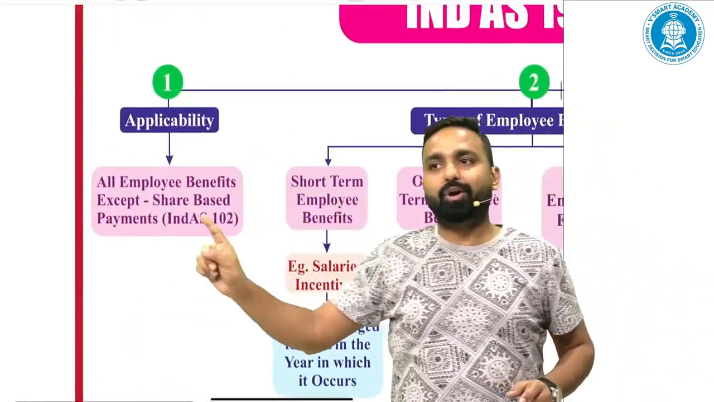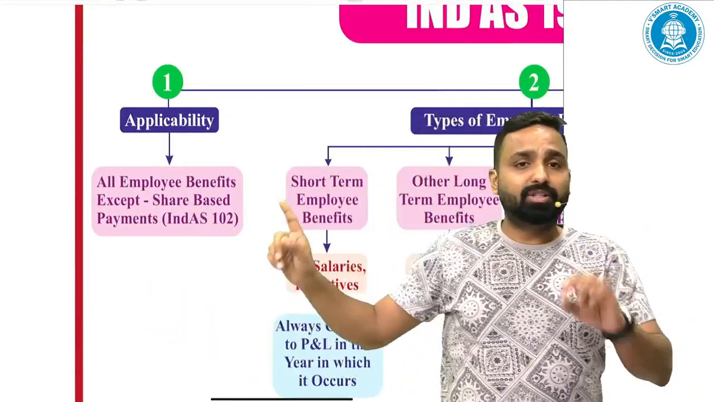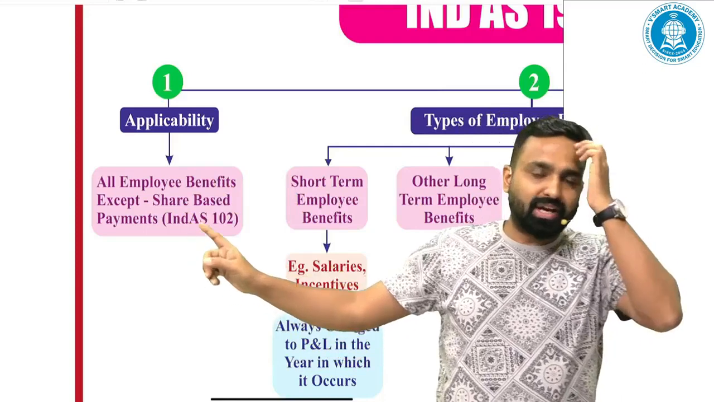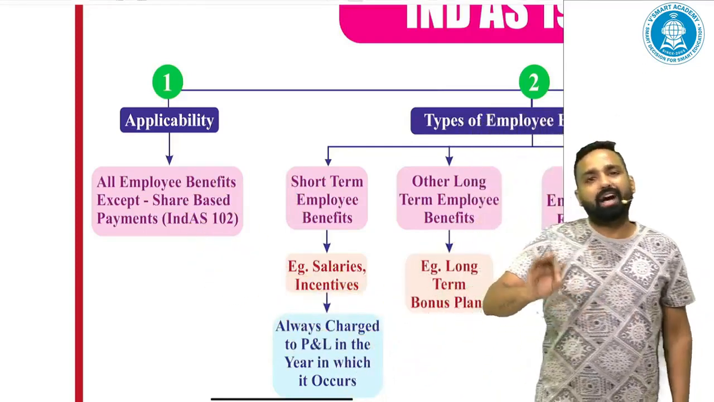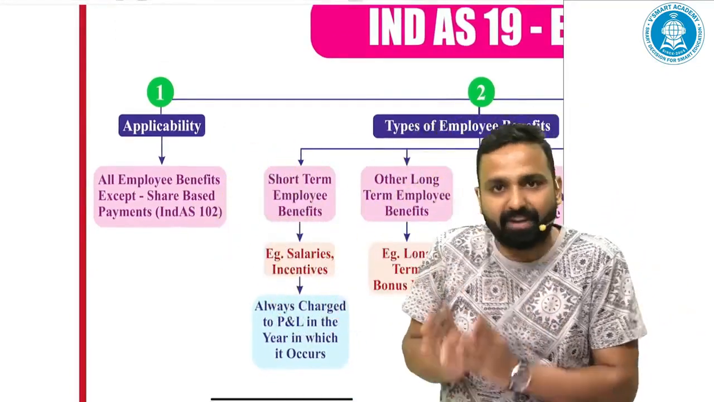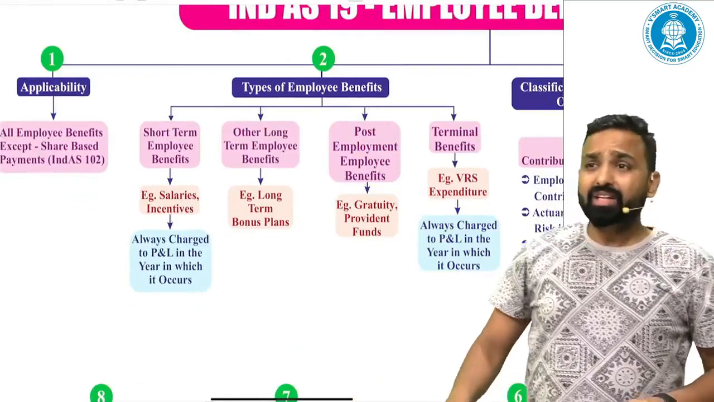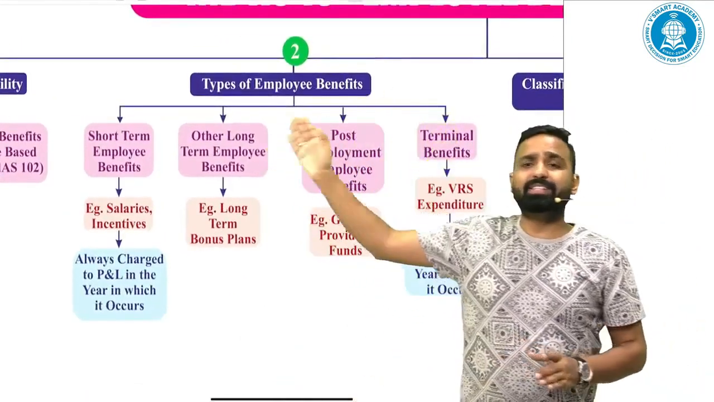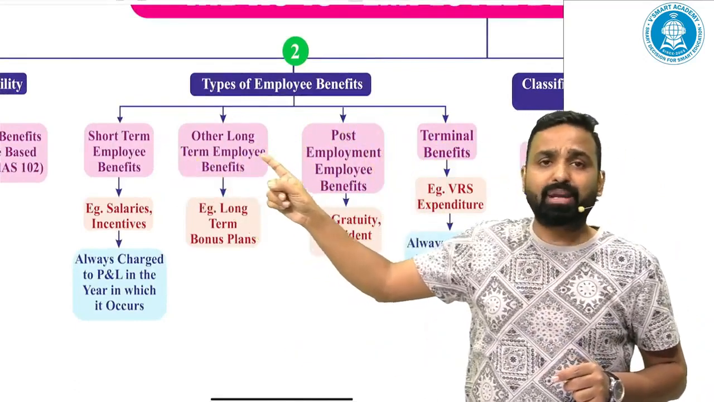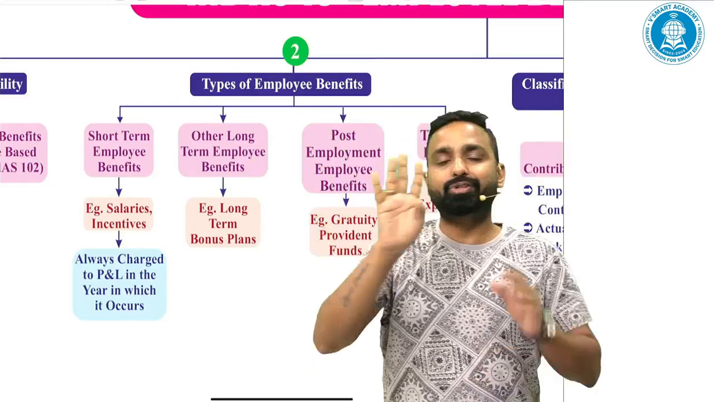First of all, let us talk about the applicability, all employee benefits. See, this IND AS 19 is applicable on all types of benefits except the share based payments, ESOPs, which are allowed to the employees, because that is covered under IND AS 102. So except for share based payments allowed to the employees in the form of ESOP, this IND AS is applicable to all types of employee benefits. Now you will definitely ask me, sir, what are the types of employee benefits? So this is the second important thing. The employee benefits can be broadly classified into four categories: short-term employee benefits, other long-term employee benefits, post-employment employee benefits, and terminal benefits. So these are the broad four categories of employee benefits.